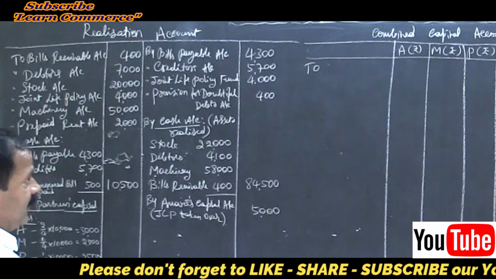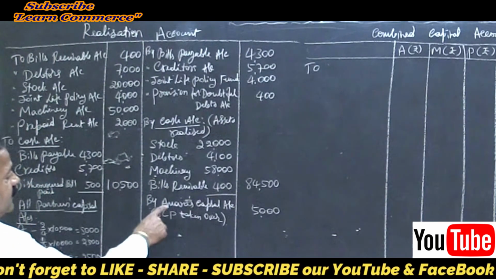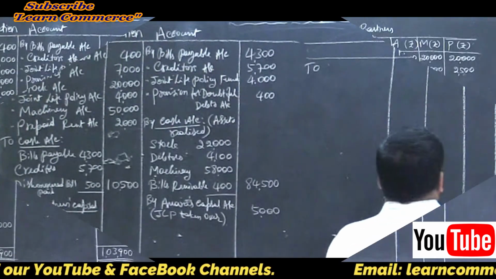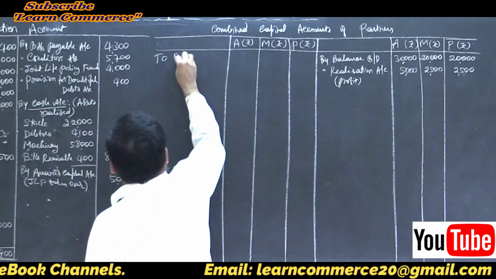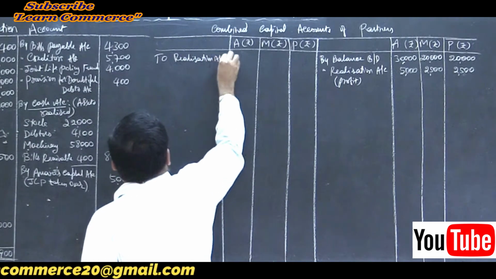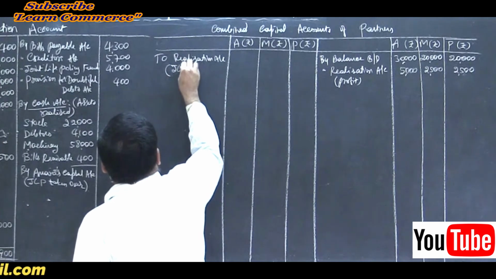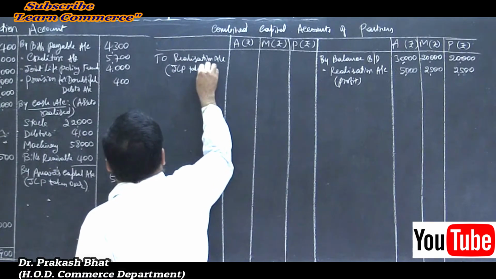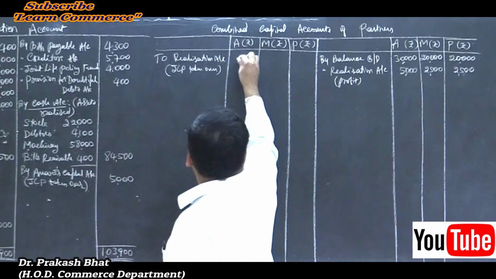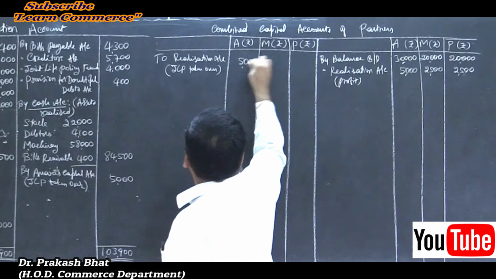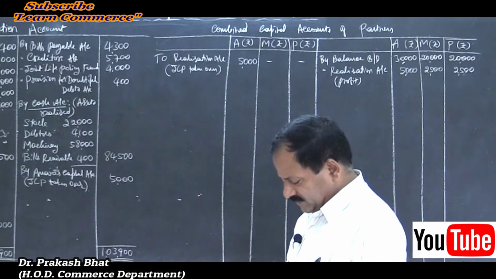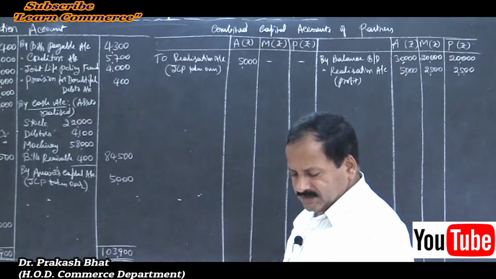Asset taken over, not liability taken over, asset taken over. Amara's capital account debtor to realization account. Asset taken over. What's the value? 5,000, right? In Amara's column. Dash in other two partners' columns. That's all I think. Nothing else.